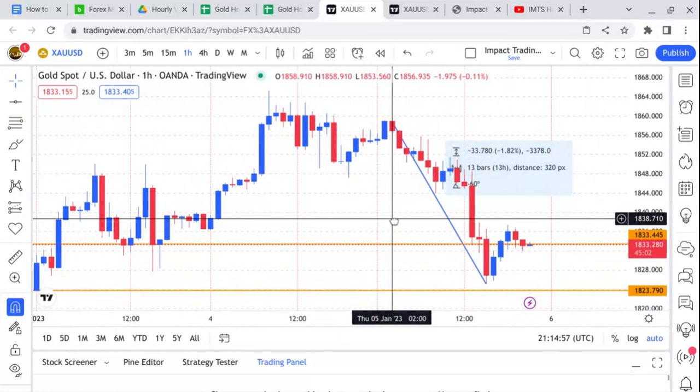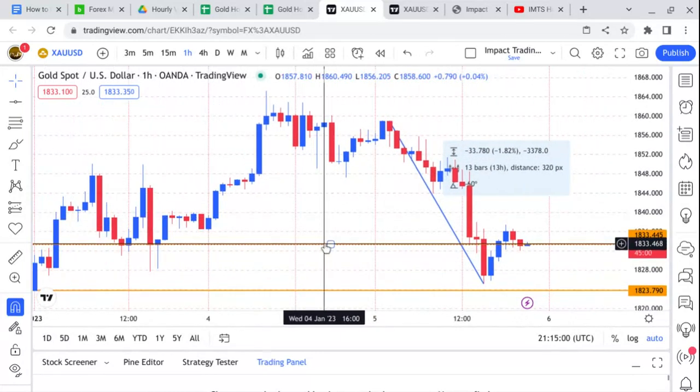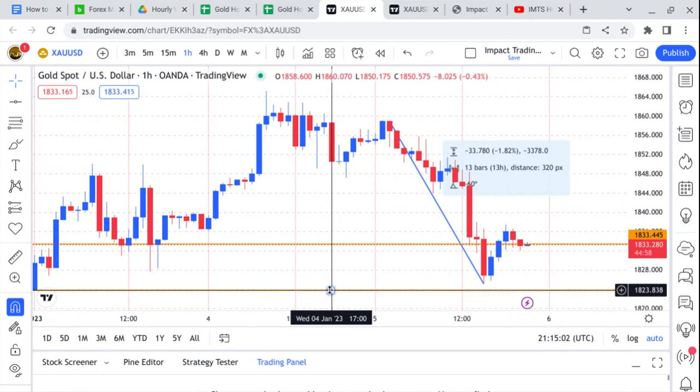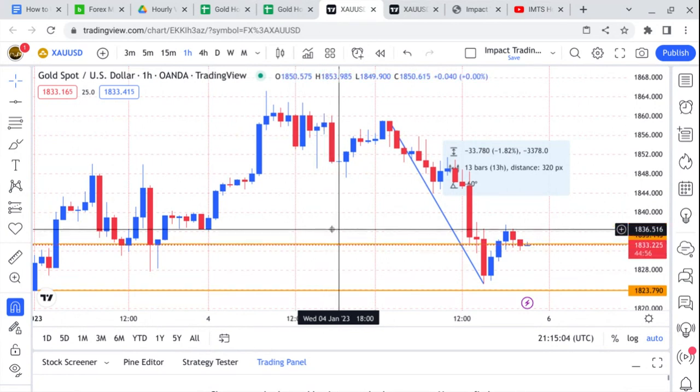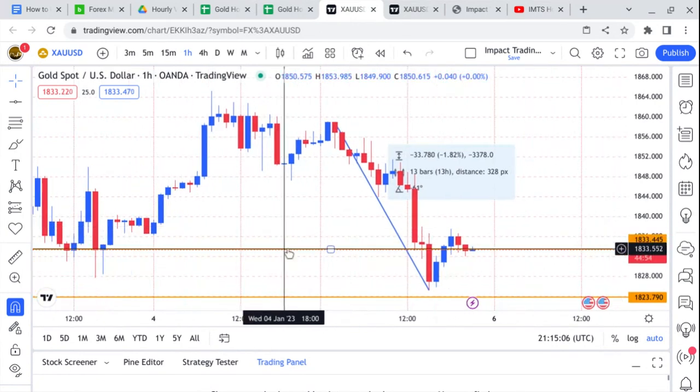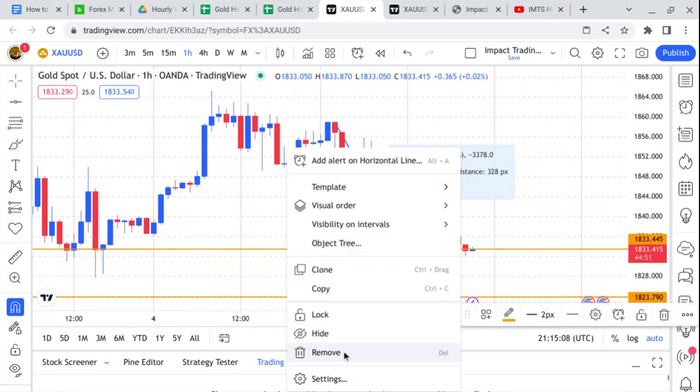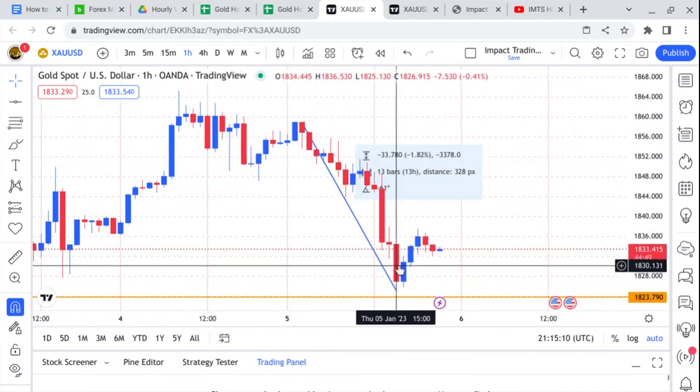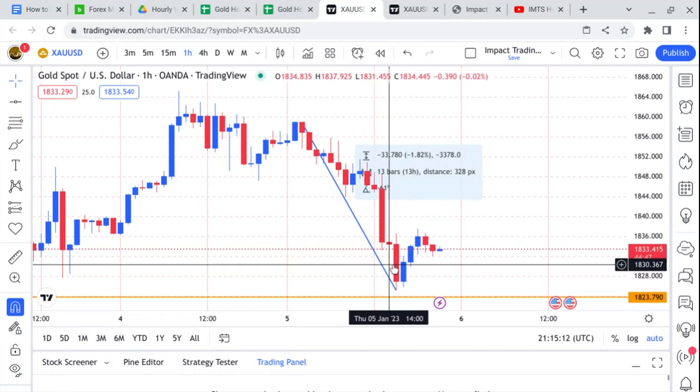All right, and then you can fine tune the lines. So we know we are in a monthly, weekly, daily supply and demand support and resistance area. So we would expect the price to actually reverse. All right, so now let's look at the 1500, 1600 hour.